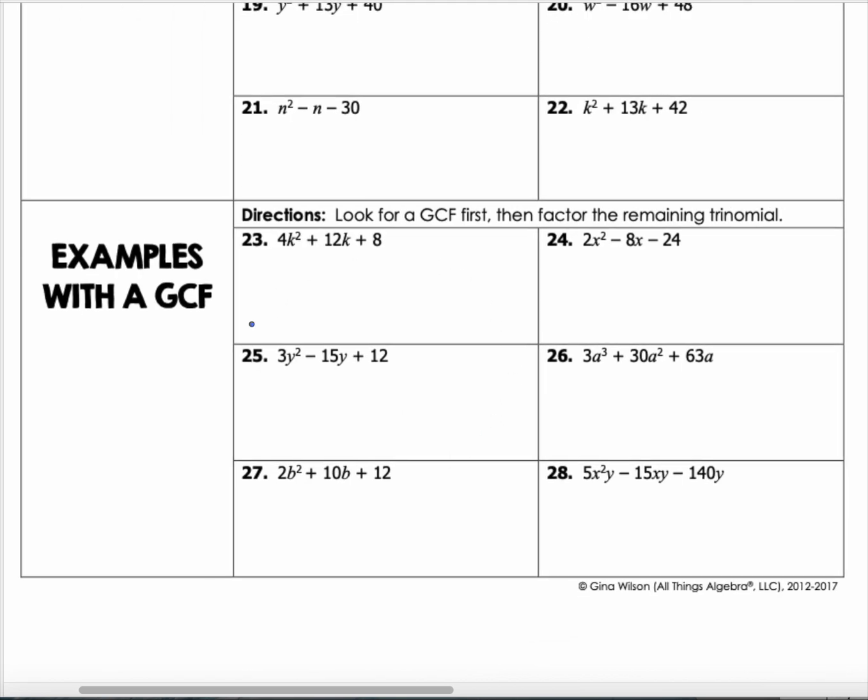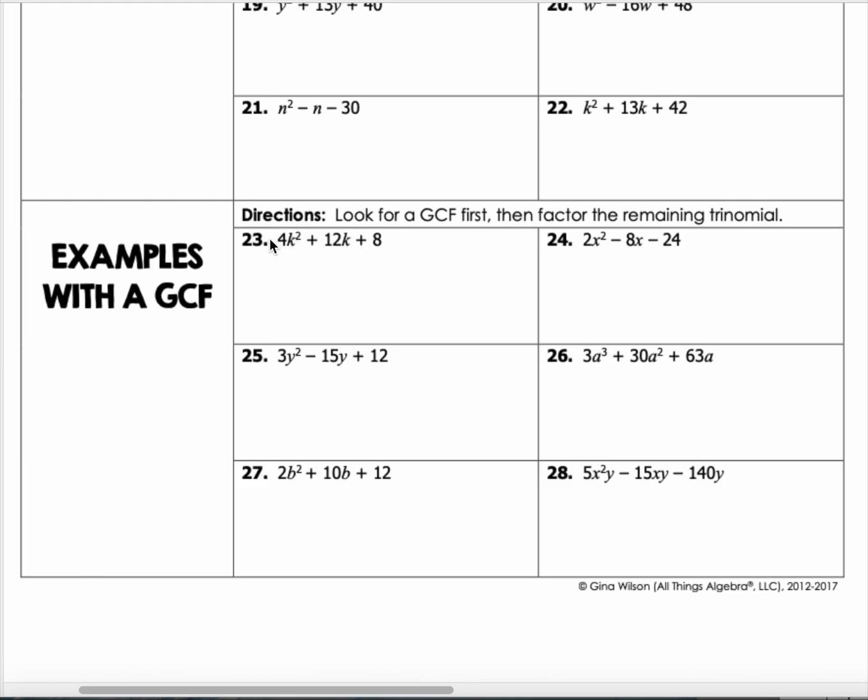Okay, let's take a look at number 23, and this is examples with a greatest common factor. What we need to remember about the greatest common factor is that we can take something out of this trinomial to make it simpler. So if we look at all those terms, we're going to look at first our coefficients, then our variables. If I look at the coefficients, I have a coefficient of 4, 12, and 8.